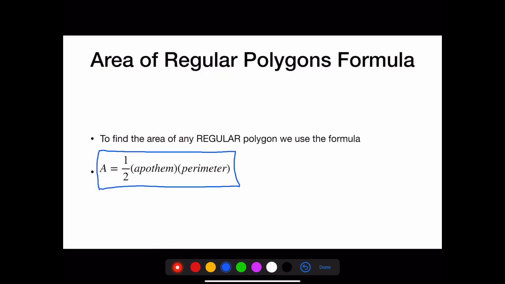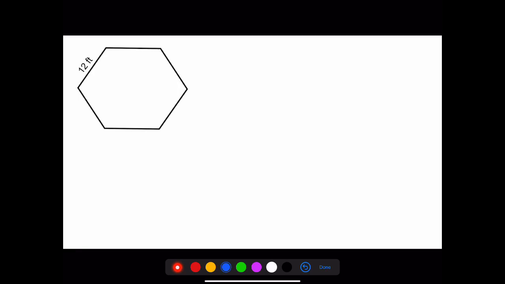So again, area is equal to 1/2 of the apothem times the perimeter. That's for the whole shape there. So I don't actually need to count up the triangles and do all that, but you can just use this formula if you'd like, and I highly encourage you to. So let's go ahead and try this out.